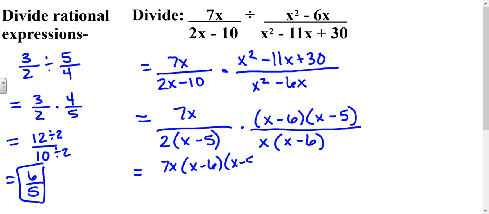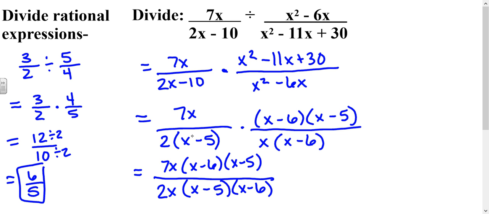x minus 5. And then on the bottom, we would have 2, and I like to put all the single things out front, so I'm going to also put the x out front. And then we have x minus 5 and x minus 6. Now, if that confuses you, you can just rewrite everything as it is, but it's just harder to look for later on. So from here, I'm going to cancel out anything I can.